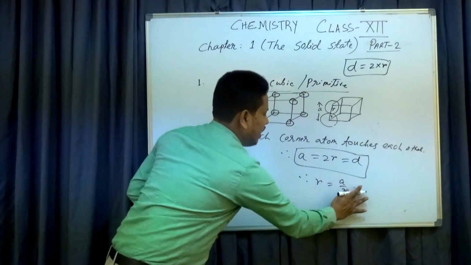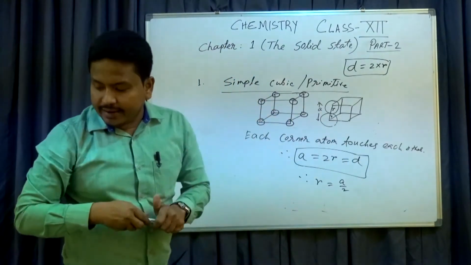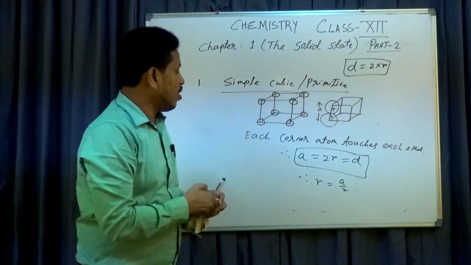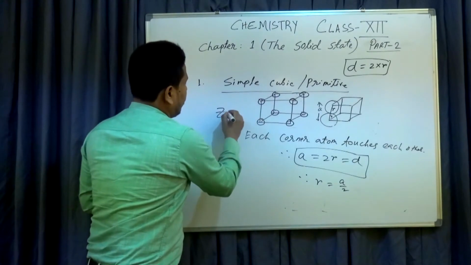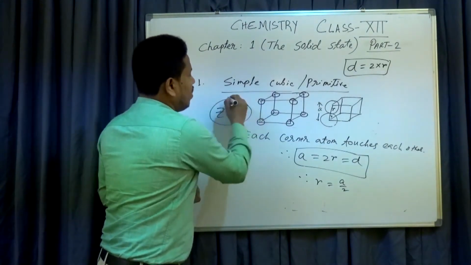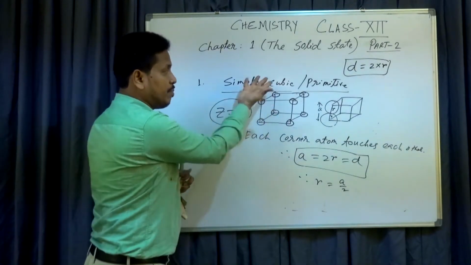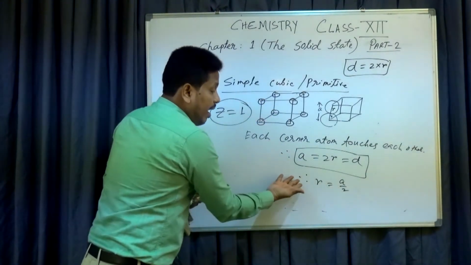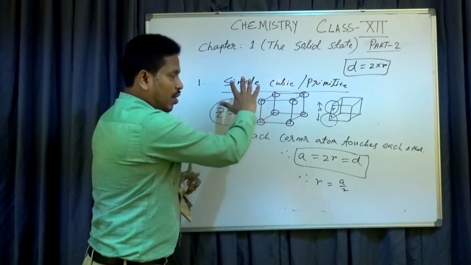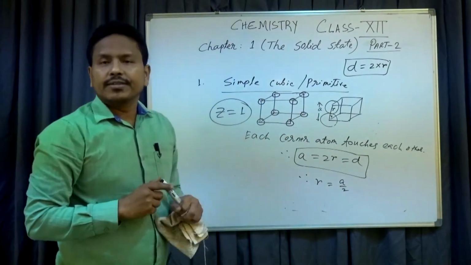Okay? These are the relationship between A, R, D. And Z means, in simple cubic, what? In simple cubic Z equal to 1. Already we have calculated it. So these are the relation, value of Z for simple cubic. What is the relation between A, R, D for simple cubic? Note down very carefully, this is important.